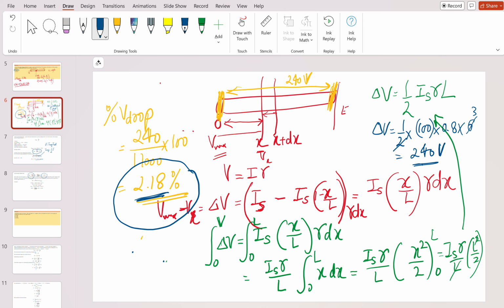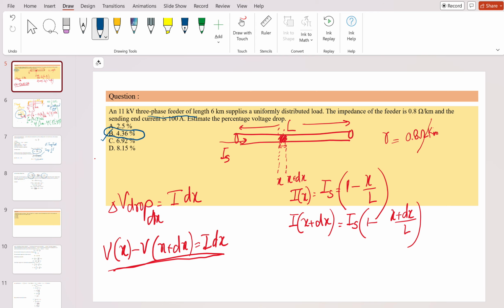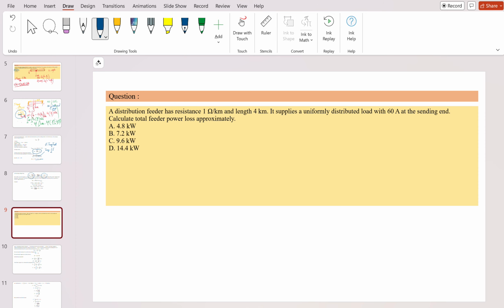But when you see the three phase system, it is very different. Then you have to use the average formula. Then you will get 4 point something voltage drop, which will be nearly equal to 4.36. Try to remember, there is a difference between the voltage drop in the single phase line and the three phase line.